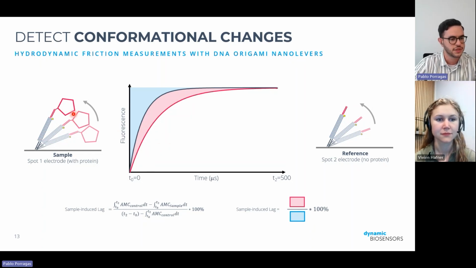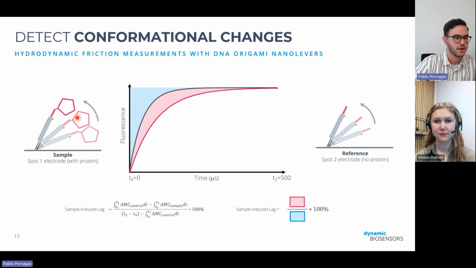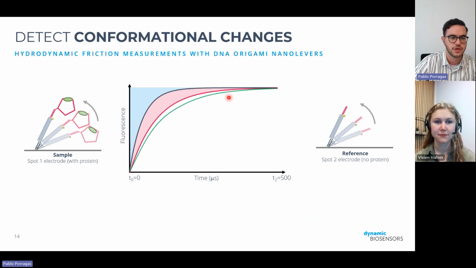Then, if this is a protein that we suspect undergoes a conformational change, we can inject the analyte that induces that conformational change and see how the upwards motion of the origami nanolever with the protein and the analyte changes in response to that analyte being injected. And what that might look like is a curve that looks something like this in green.